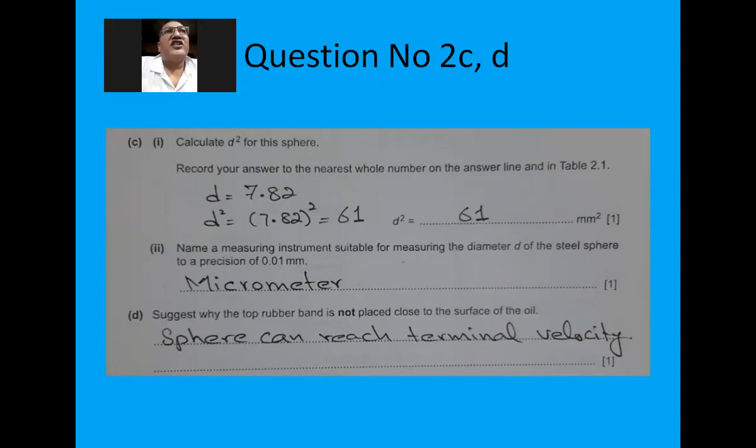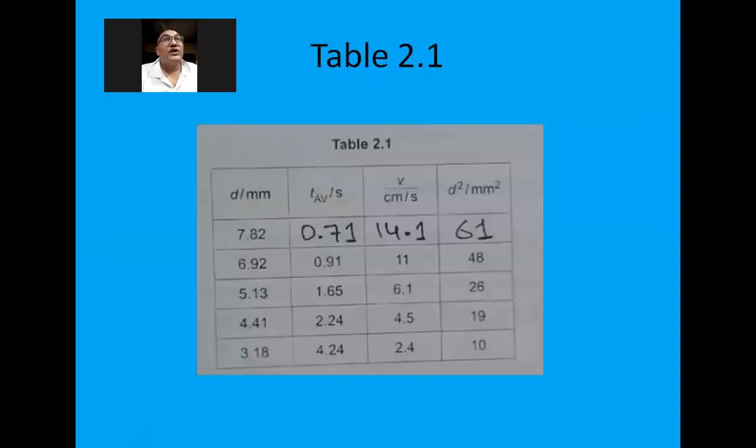The answer is a very simple sentence: sphere can reach the terminal velocity. Why have we not put that rubber band very close to the surface of the oil? Because we want the sphere to reach the terminal velocity. So that was question number 2 and D part.